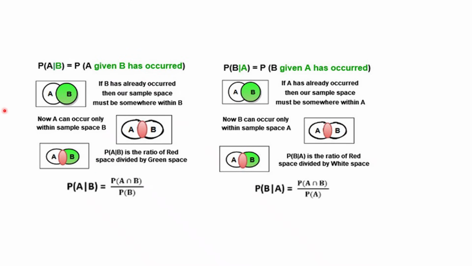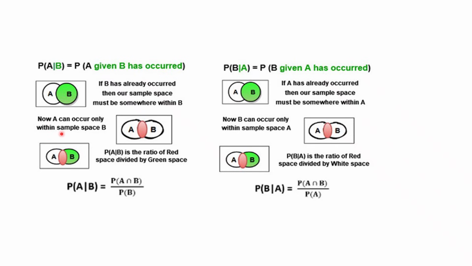So you will understand that this is a question of conditional probability. Now come to the next. Suppose we want to find out the relation between the probability of A given B and the probability of B given A. See, both the diagrams are the same, only the explanation is different. Let us see. Probability of A given B means A given B has occurred. What happened in this case? If B has already occurred, then our sample space must be somewhere within B. Is that clear? Similarly, probability of B given A means if A has already occurred, then our sample space must be somewhere within this A part.